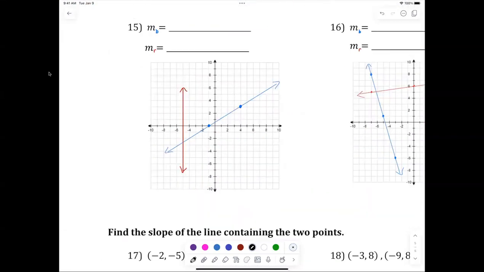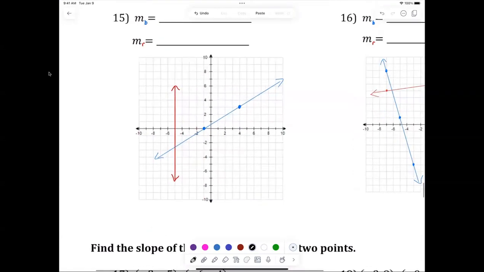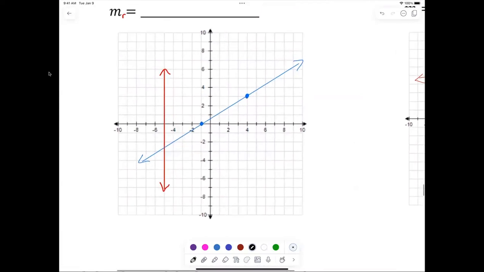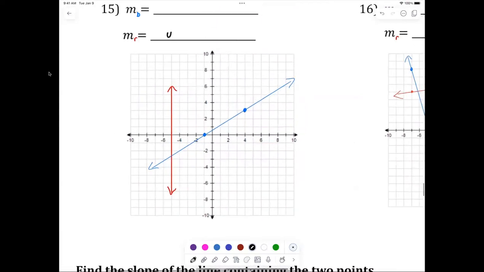Okay, let's look at 15. Let's look at the red line first. Who was paying attention? Slope is undefined. Now let's tell you why or how I know it's undefined. Slope is undefined, and we abbreviate undefined with a 0 with a line through it.